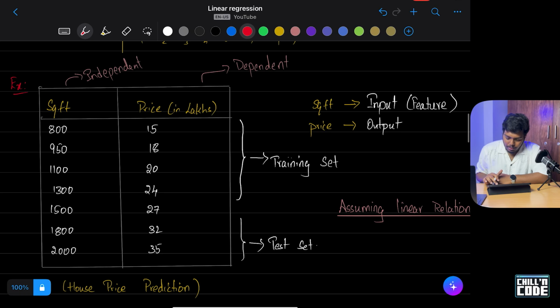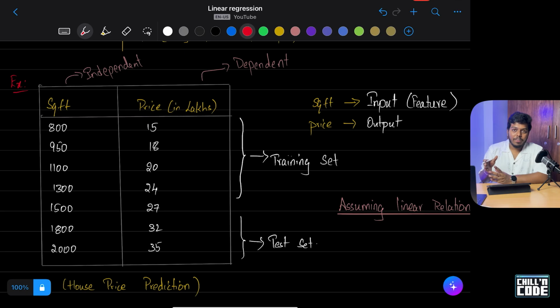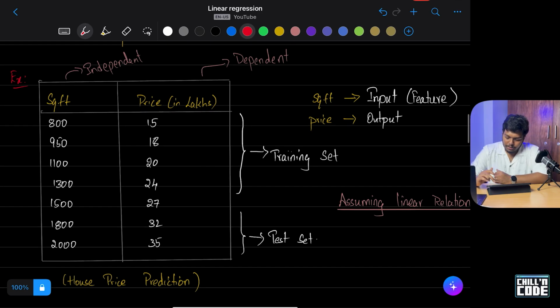In this data set, the input is square feet and the output is price. For example, the data set says if the input is 800, then the output price should be 15 lakhs. If the input is 950, then the output price should be 18 lakhs. These are the inputs and outputs of this algorithm. This input variable, square feet, is also called a feature. A data set can also have one or more features, which we will see in our future slides.